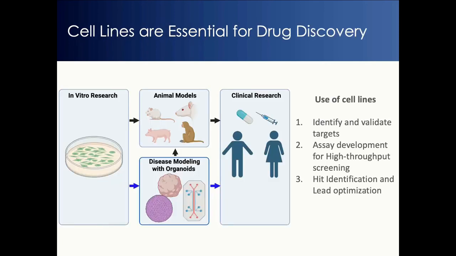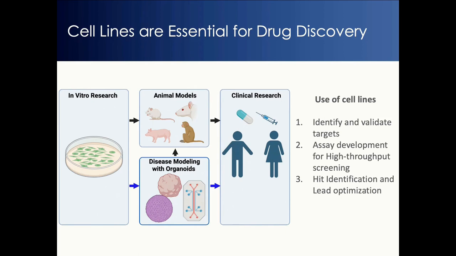So at the beginning of a drug discovery process, we rely heavily on the use of cell lines to identify and validate targets, to develop assays for high throughput screening, and to identify hits and to optimize leads in order to move those compounds into animal models to do preclinical studies and eventually to do clinical research.